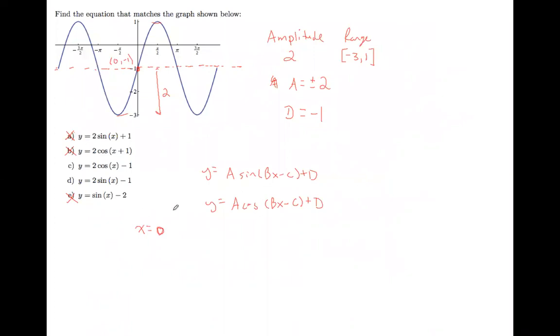Okay, so we plug in x equals 0. In answer choice C, we're going to have 2 times the cosine of 0 minus 1, which is 2 times 1 minus 1, which is positive 1. Okay, so if this were 2 cosine of x minus 1, we should have a point at (0, 1), which we do not.